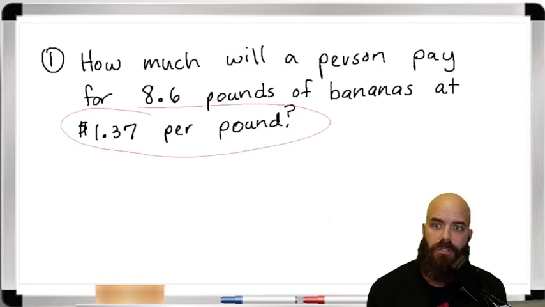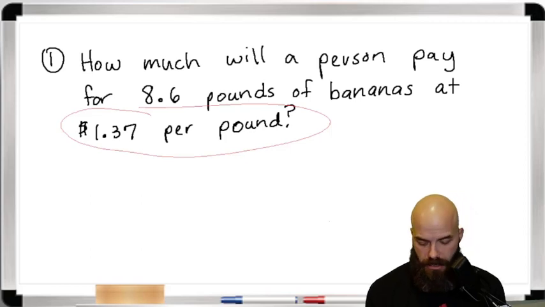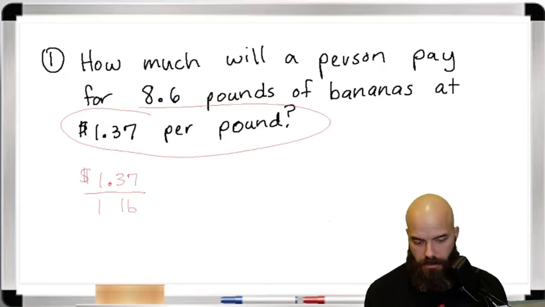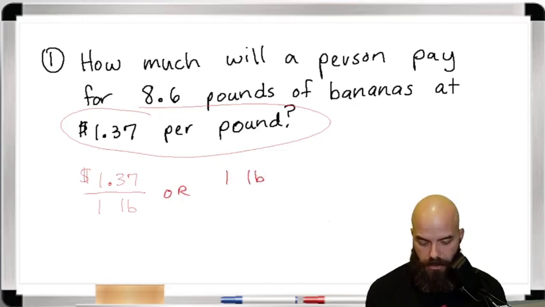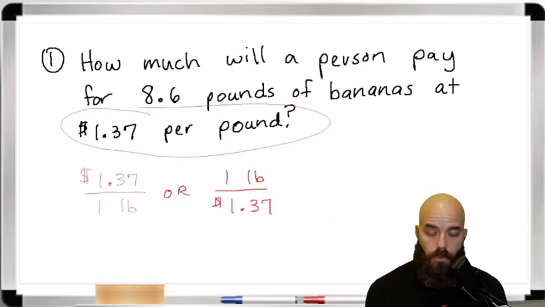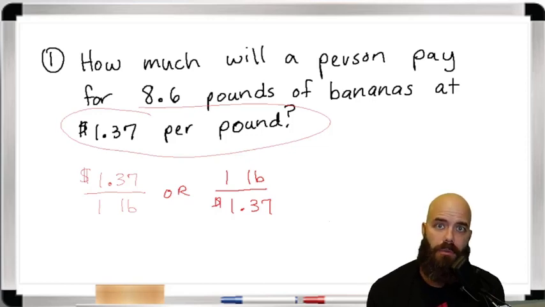So this $1.37 per pound tells me that I have a conversion factor. I have $1.37 per 1 pound of bananas. Let me thicken my line up a little bit. Or 1 pound over $1.37. No matter how I look at this, those two conversion factors simplify down to 1. Now I need to figure out which of these two fractions I will use within my problem.